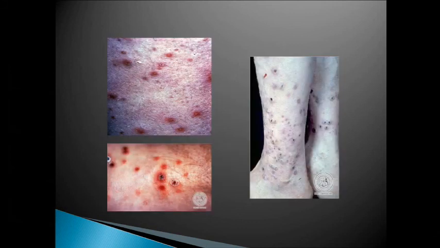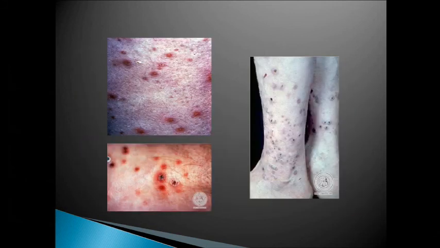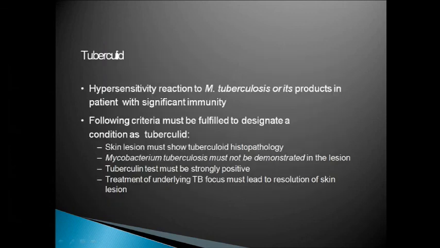Now last but not least, the tuberculid reaction. Here we can see multiple red colored lesions present over the skin, and follicular involvement is not clear cut. So a tuberculid is basically a hypersensitivity reaction to MTB. The patient will have significant immunity, and most importantly few criteria have to be fulfilled.